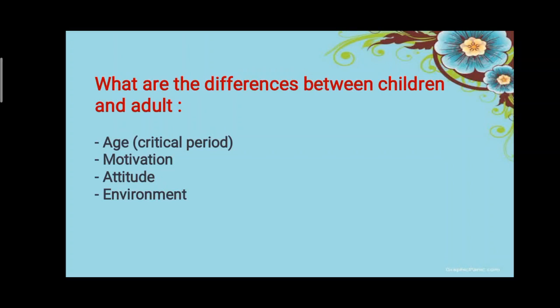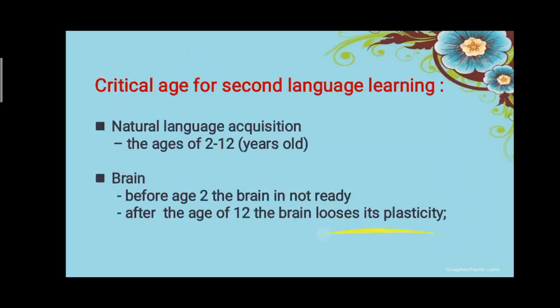And then the motivation is also very different, because with adults we can give exposure, give the motivation to learn about second language, because if other people don't give the motivation, I mean, they may not learn second language well. But different with children, if we do not give the motivation, it can run well on its own. And then attitude, and the last is environment, which is very important in supporting the language, especially in second language learning.